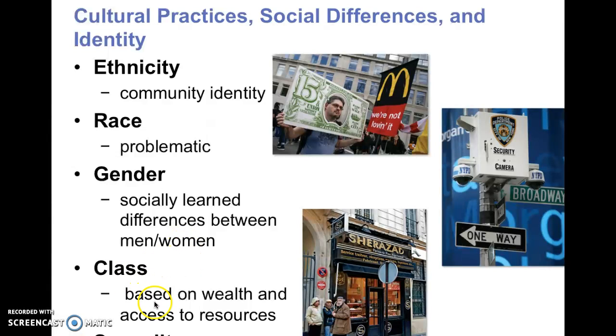Class is based on wealth and access to resources. There's a Marxist view of class, the proletariat, revolution. We'll go into class a little bit.